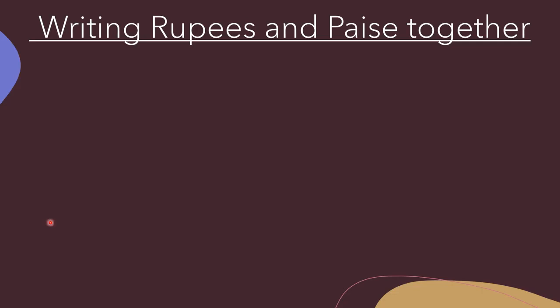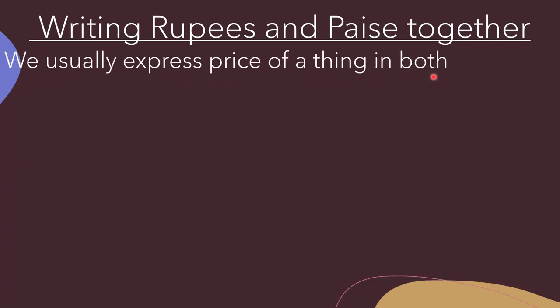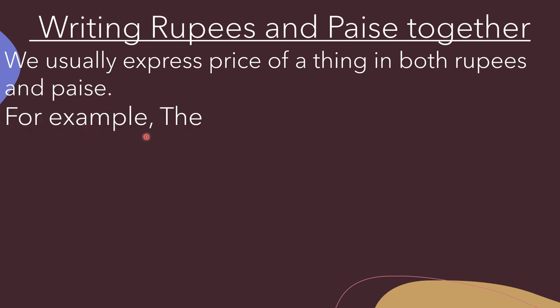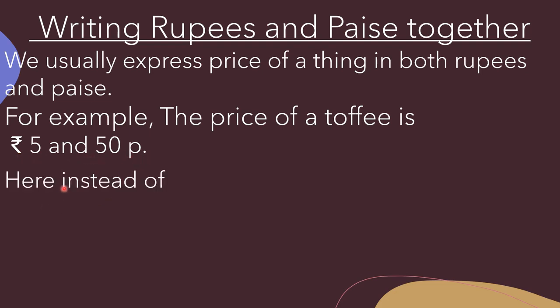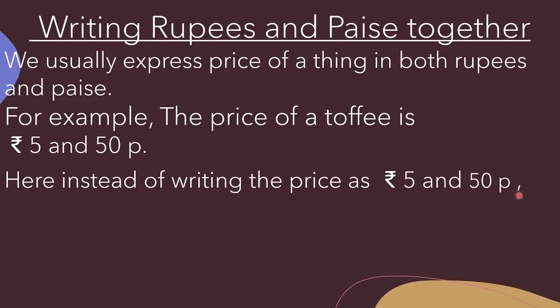So beta, first of all, I am going to tell you how we can write rupees and paise together. We usually express price of a thing in both rupees and paise. For example, the price of a toffee is rupees 5 and 50 paise. ठीक है, एक टॉफी का प्राइस कितना है बेटा? ₹5 and 50 paise.